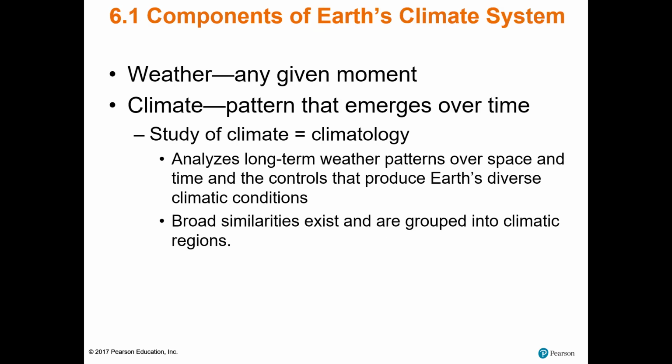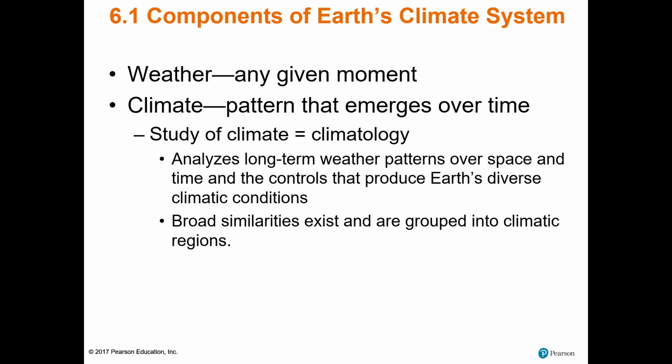So we'll start out by considering weather versus climate. Weather can be considered the conditions at any given moment. It's reported in days, sometimes 3, 7, or 10-day forecasts. And climate is a pattern that emerges over time. Climate is long-term and includes the conditions of an area for a year, whereas weather would typically be short-term and reported on a much smaller time scale.